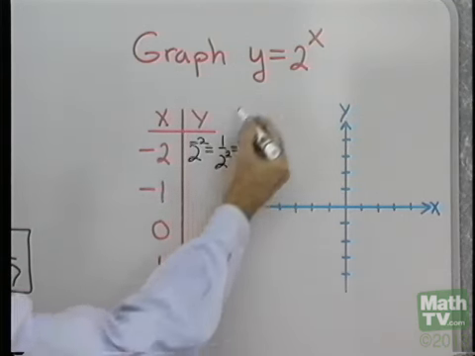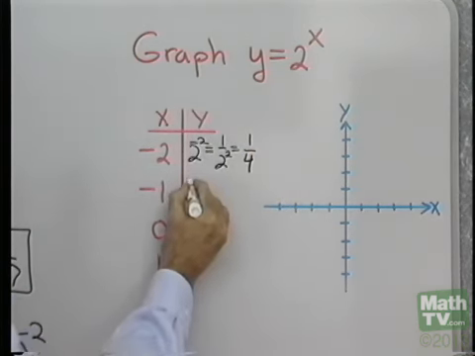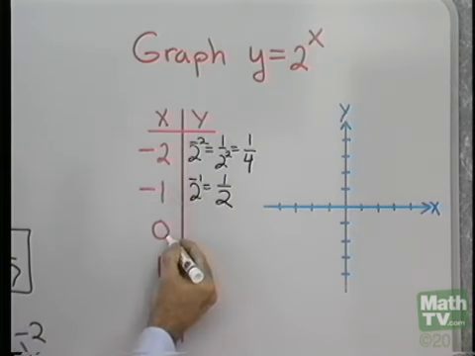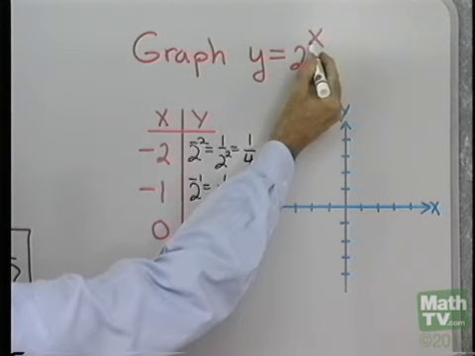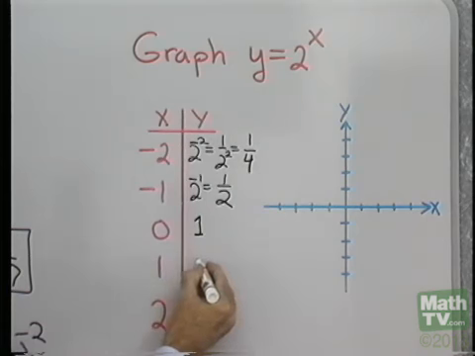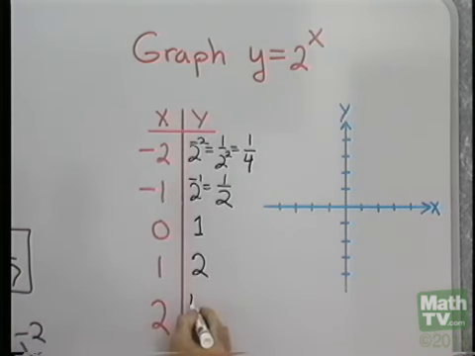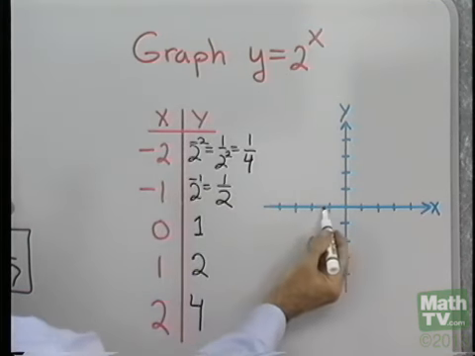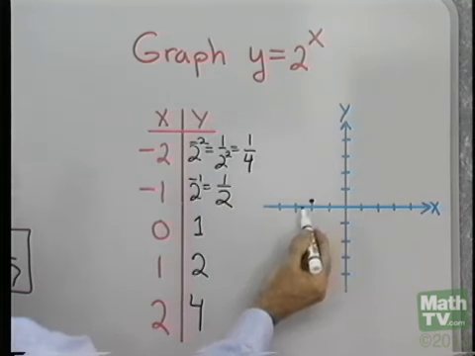When I put x equal -1 in, I have 2 to the -1, which is 1/2. When I substitute in 0 for x, I have 2 to the 0, which is 1. When I substitute in 1, I have 2 to the 1, which is 2. And when I substitute in 2, I have 2 to the 2, which is 4. So let's graph the ordered pair -2, 1/4. So I'll go back 2 and up 1/4.